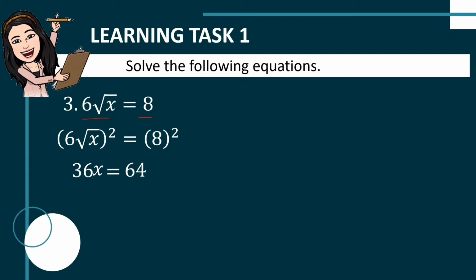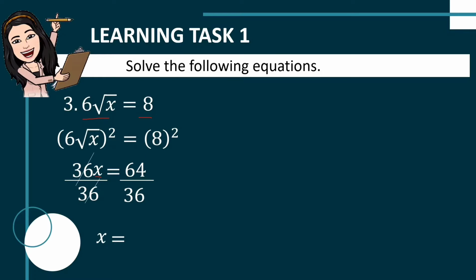Since our goal is to find the value of x, we need to eliminate 36. And that is by dividing both sides by 36. 36 divided by 36 is 1. So therefore, we can cancel them. So we have 36x divided by 36 is equal to x. And how about 64 divided by 36? Can we divide them exactly?